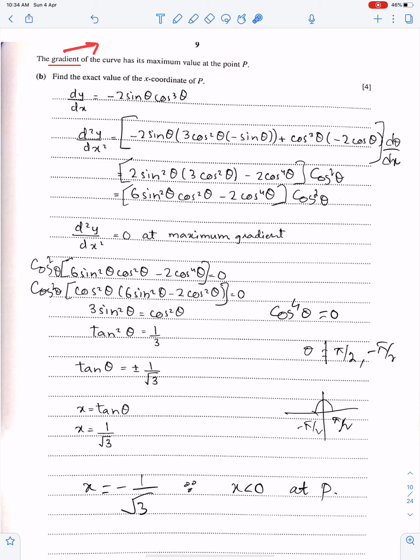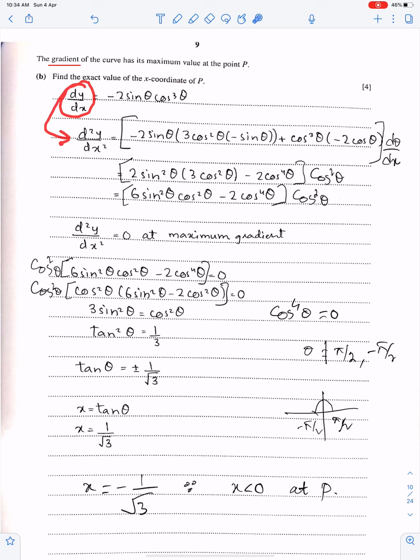Meaning gradient has its maximum value. If I ask you to find the maximum value of area, then you have to differentiate area, equate the differential to 0, get x, and then substitute x here to get the value of A. But here they are saying the gradient dy upon dx of the curve has its maximum value at P, meaning you have to differentiate dy upon dx.